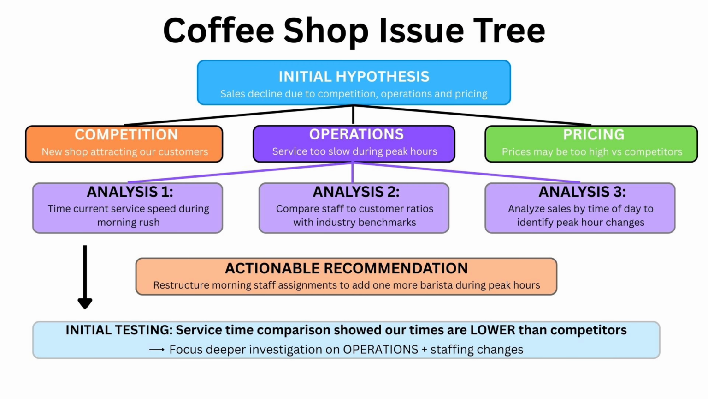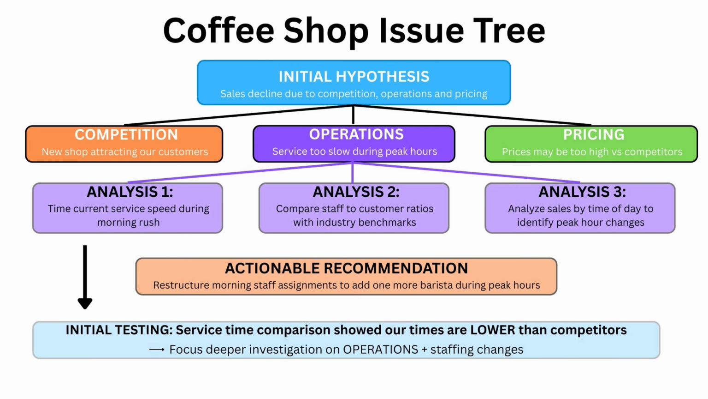Let's say you're a manager of a coffee shop and you notice that sales have been declining over the last 3 months. Step 1 is to generate the initial hypothesis. Looking at the basic sales data and observing the shop for a day, you notice shorter lines in the morning, a new competitor across the street, and some customer complaints about slow service. Based on this limited information, your initial hypothesis, shown in the top blue box, might be sales are declining because of increased competition, operational inefficiencies, and possibly pricing issues.